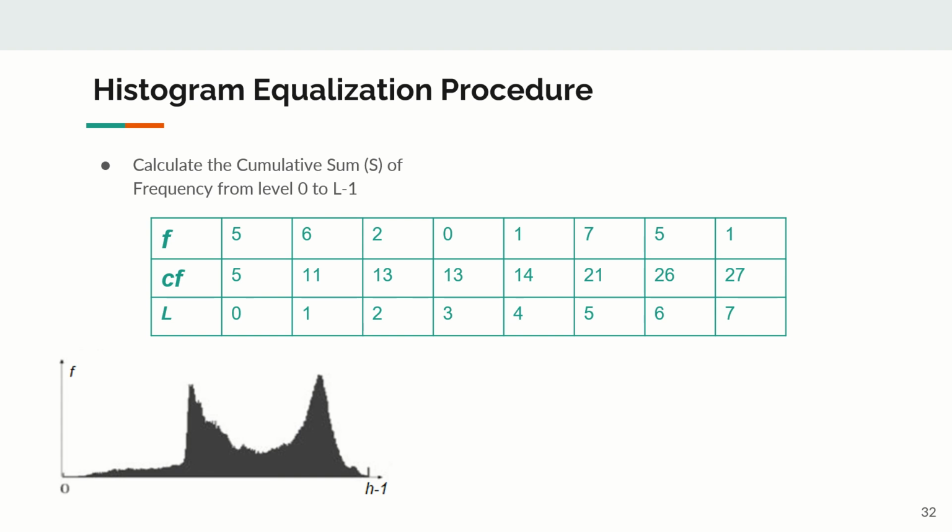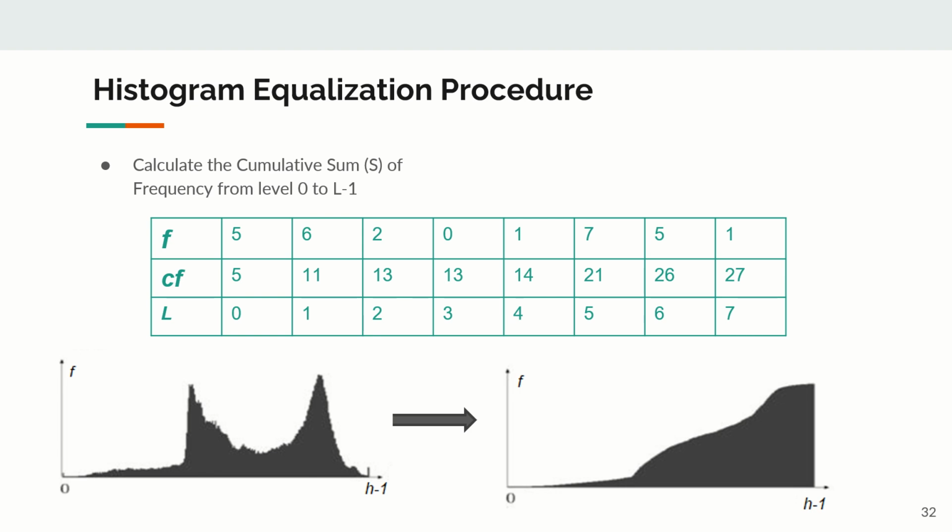A typical histogram is shown on the left, and the resulting histogram after applying the cumulative frequency operation is shown on the right. You can see that its height is never decreasing, but increasing from left to right.